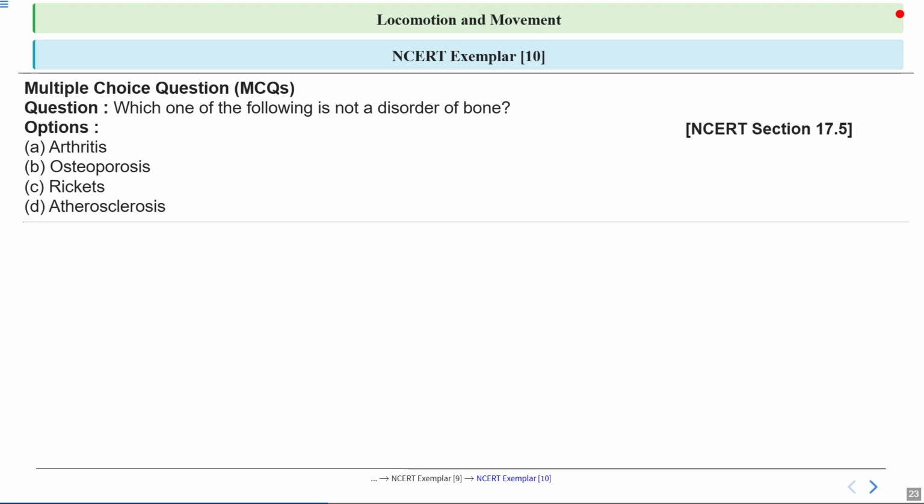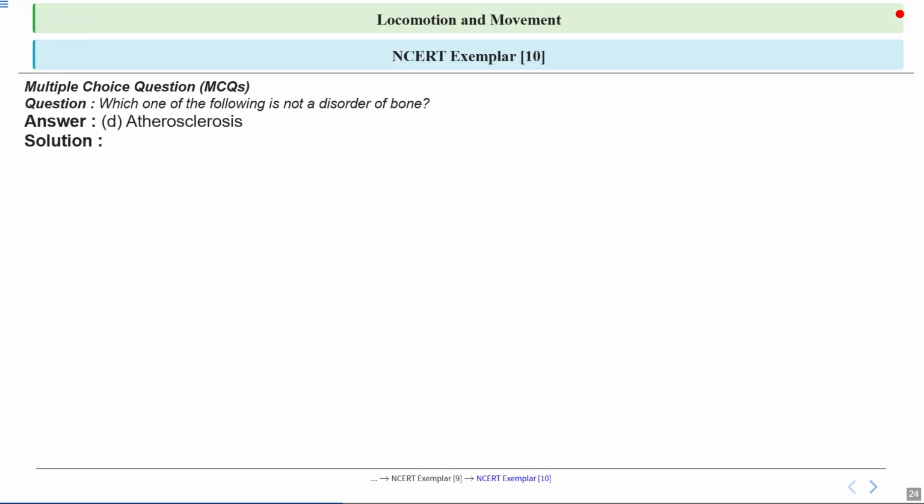So this is the last question of MCQ, which is question number 10. And the question is, which of the following is not a disorder of bone? So we have to opt the incorrect one. So here option D, that is atherosclerosis, is the incorrect option according to the question.